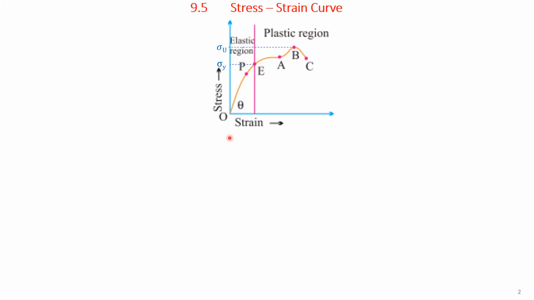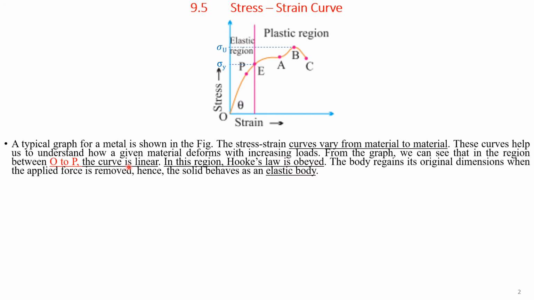The graph thus obtained from the experimental results is marked as O, P, E, A, B and C. We will now study each and every point on this graph. This graph is called the stress strain curve. A typical graph for a material is shown in the figure. The stress strain curves vary from material to material. That is, the graph is a unique property of the respective material. These curves help us to understand how a given material deforms with the increasing load.